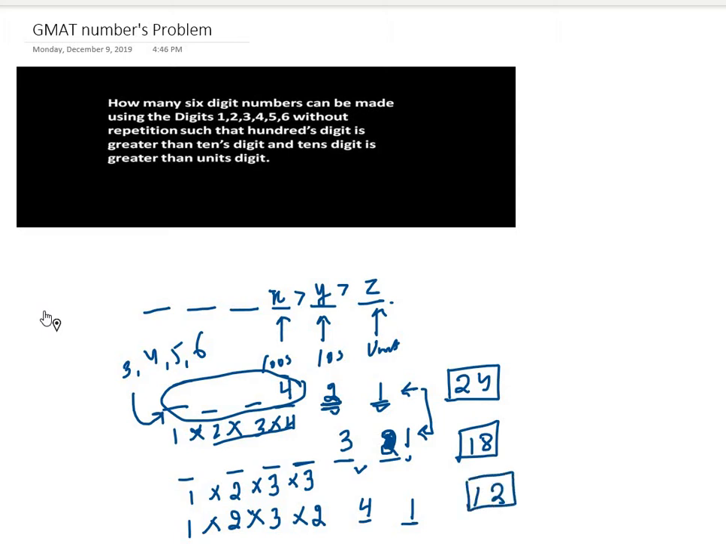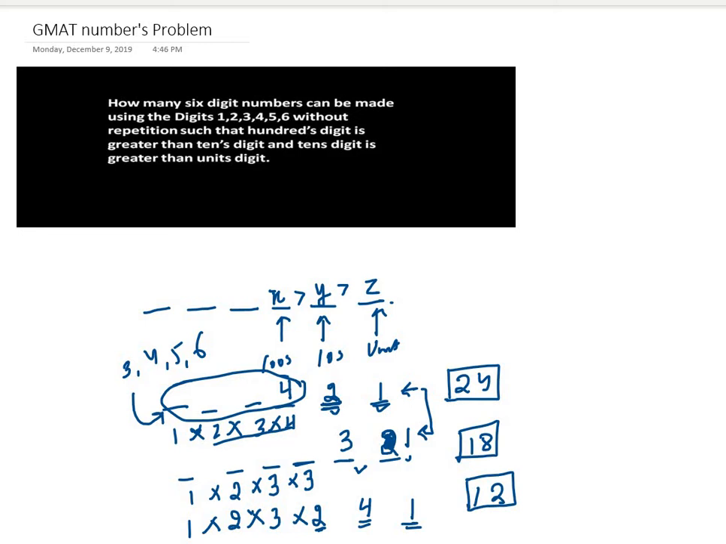12 such type of numbers can be there where y and z are fixed to be 4 and 1, and the remaining 4 places we can fill in these many ways, 2 into 3 into 2, right? Because the 100th place can only be filled in 2 ways, with 5 or 6. If this is 5, then the remaining can be in 6 ways. If this is 6, then the remaining can be in 6 ways.